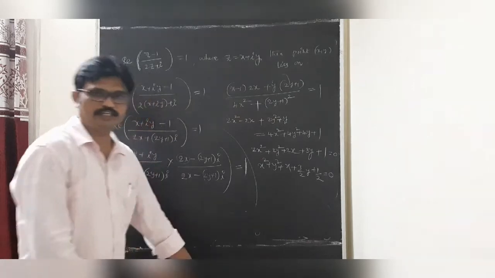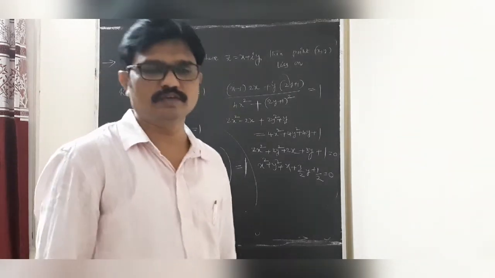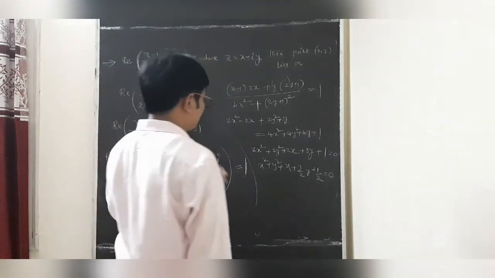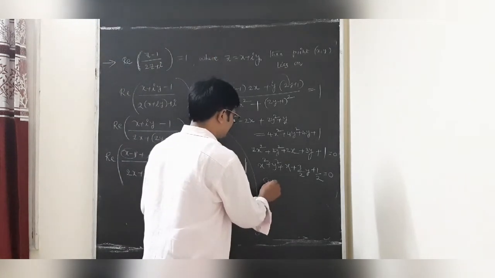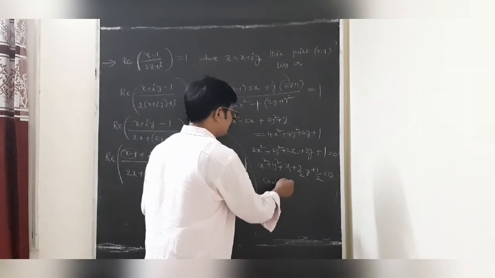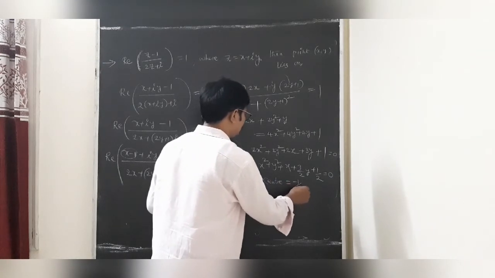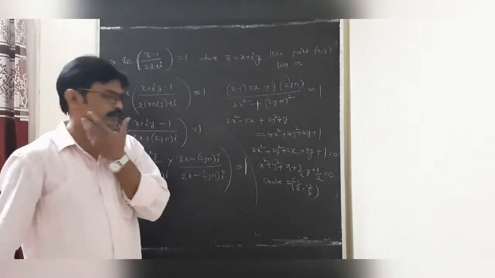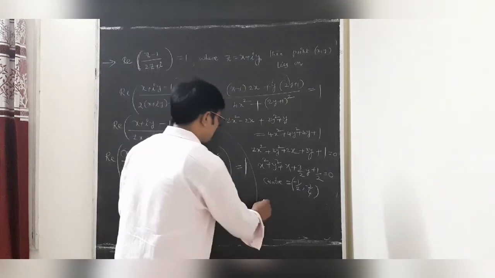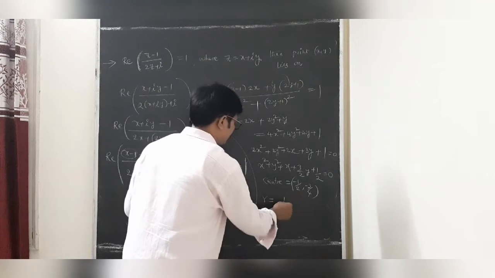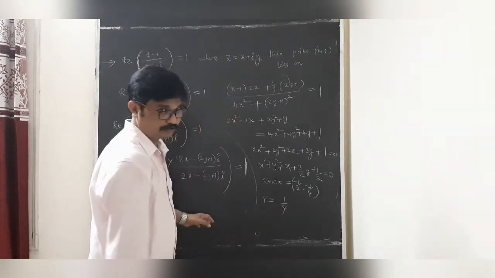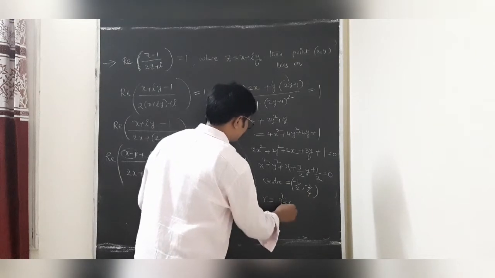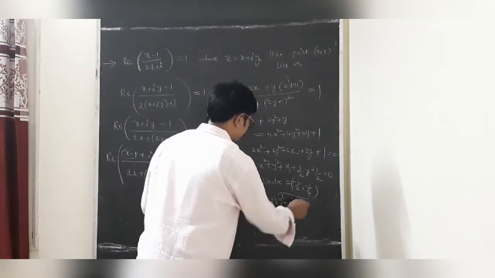Now this is the equation of the circle. The options give the center and the radius. Dear students, what is the center? The center is of the form minus g comma minus f. This is minus 1 by 2, minus 3 by 4. Now the radius, students. What is the radius? g square is 1 by 4. What is the formula of the radius? Root of g square plus f square minus c.